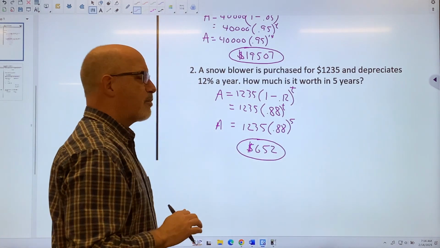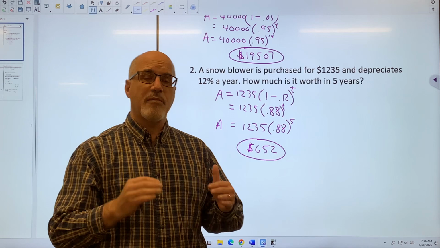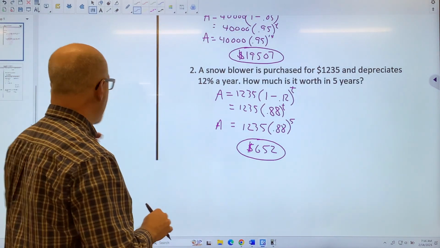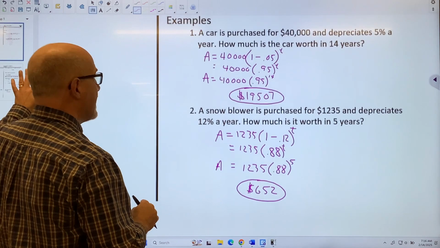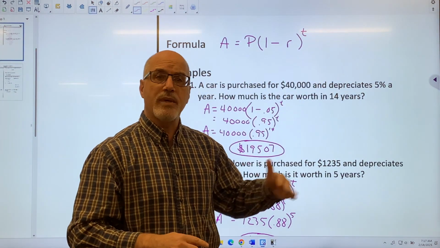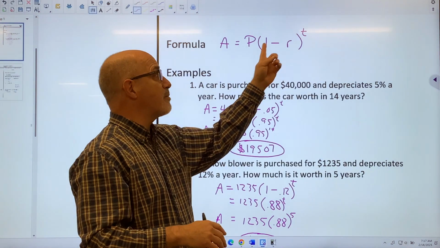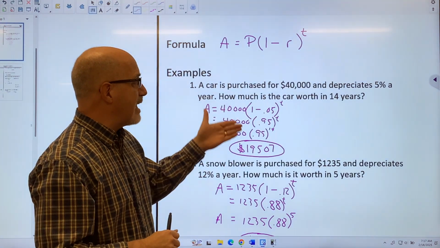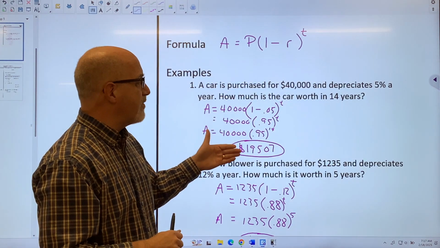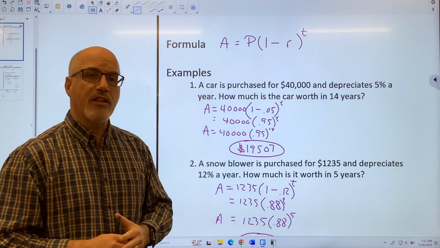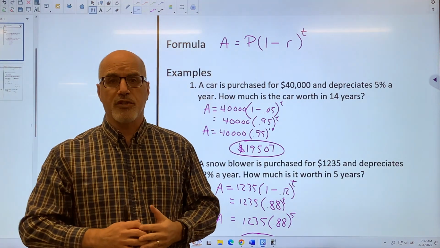So depreciation is an application of exponential decay. You're going to have to make sure you substitute in the formula: instead of having our 1 plus where we do interest rate problems, we're going to subtract the rate each time. And when you do that, recognize that your problem will go down in value by that rate every year until we get our final amount of an exponential decay problem.